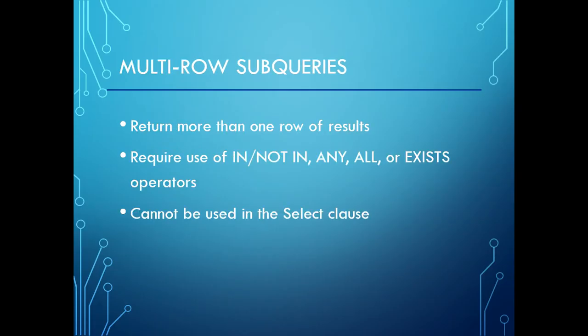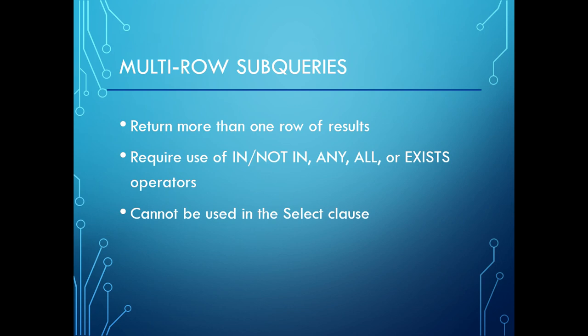So, multi-row subqueries. These could be correlated or uncorrelated. We'll do a few more uncorrelated examples. These are going to return more than one row of results. So we can't use equals, not equals, less than, greater than, any of those operators. So we would use in, not in, any, all, or exists.